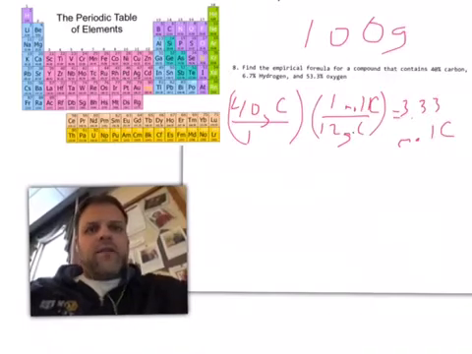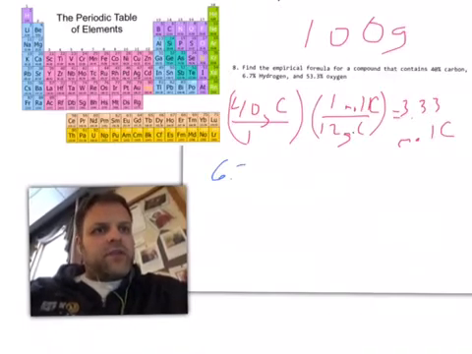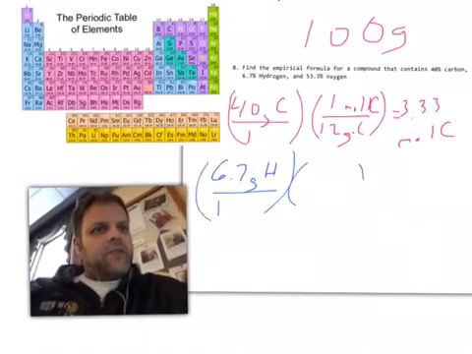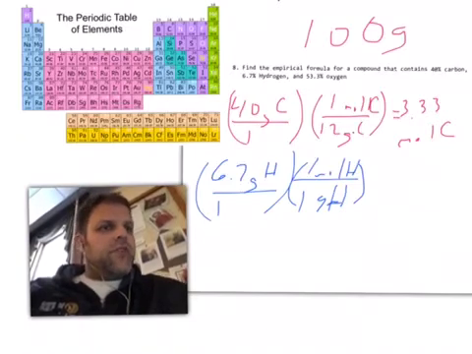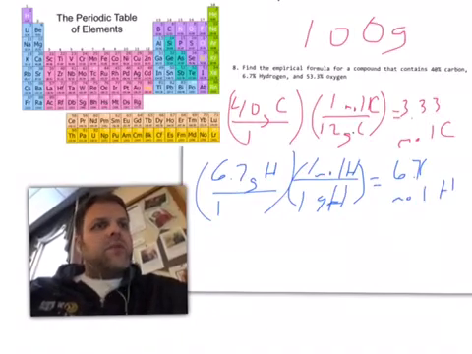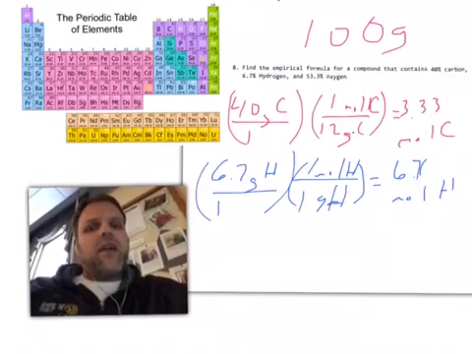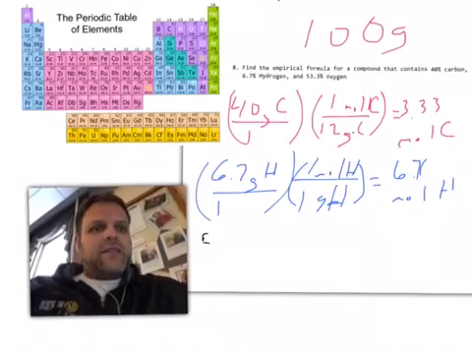And then I've got, let's do this in a different color, 6.7 grams of H. And I'm going to convert that out to moles of H, which is a 1-to-1 ratio. That should be pretty easy. 6.7 moles of H. And then the last one is 53.3 grams of oxygen.